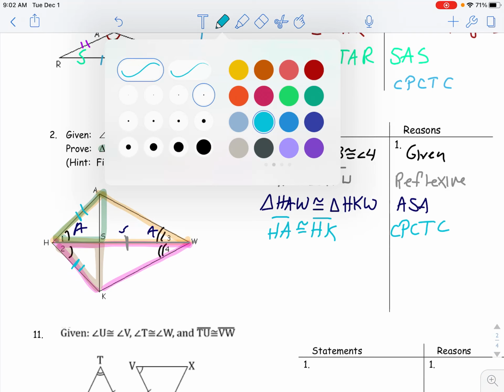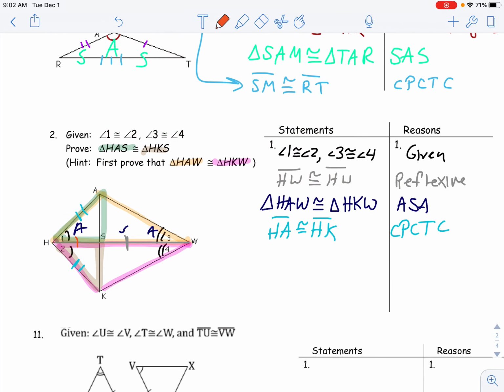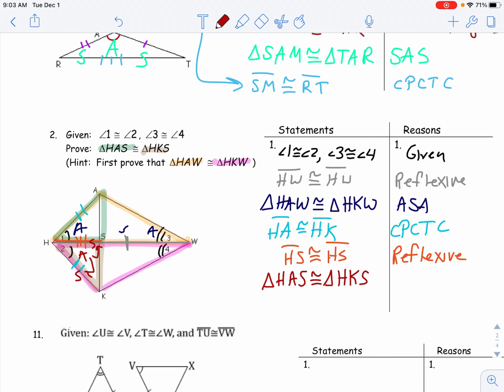Well, that helped out a lot. Why? Because now I can focus on these two smaller triangles, the ones I need to focus on all along. They also have HS as a shared side. So again, I can say HS is congruent to HS by reflexive property. Now focusing on these little triangles, I have a side, an angle, a side, an included angle, so the A will be between the S's. Side, angle, side.